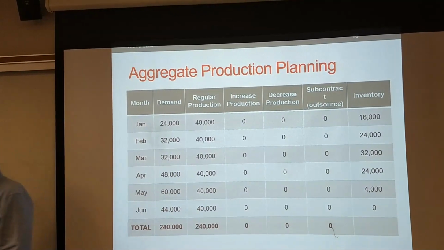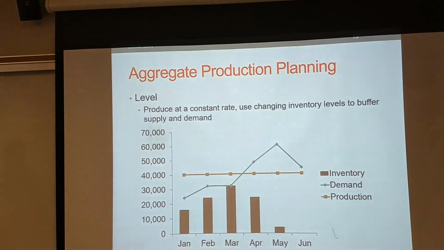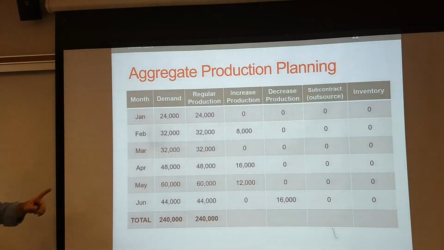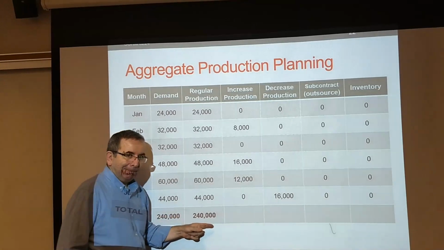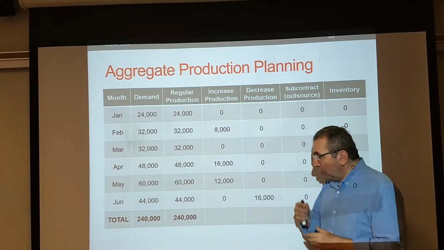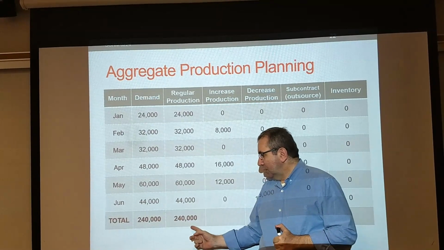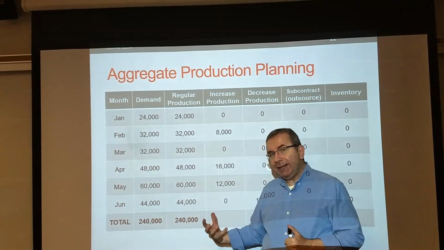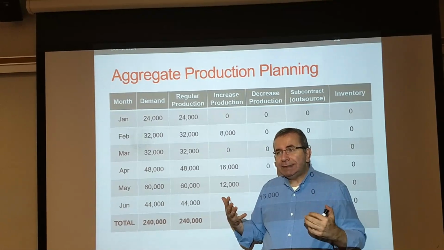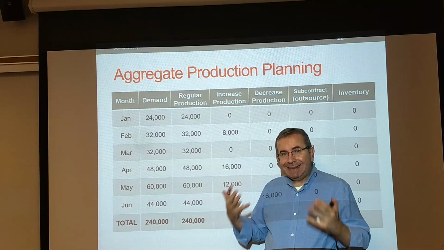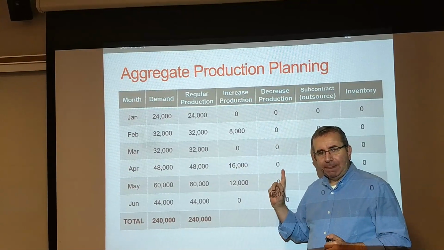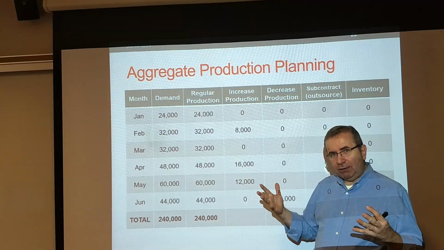This is the level strategy. This is the chase strategy. Now, which one is better? Both of them give you 240,000 items of production, but which one is better? That depends on which one is least costly. So there's a trade-off.